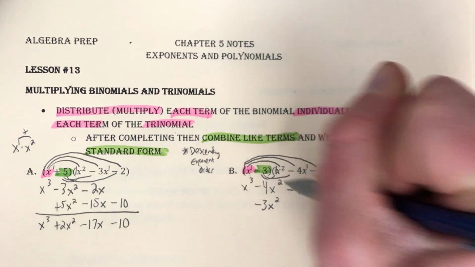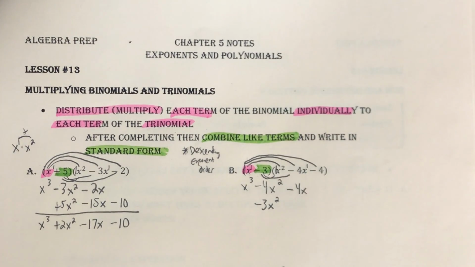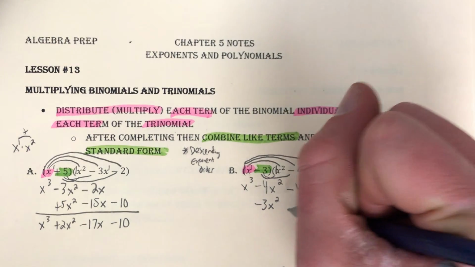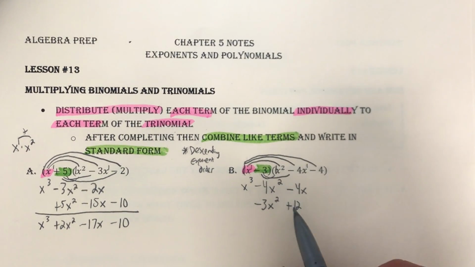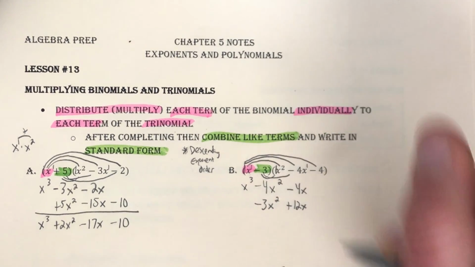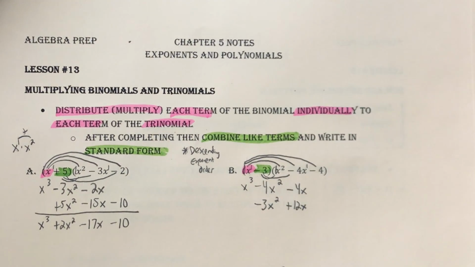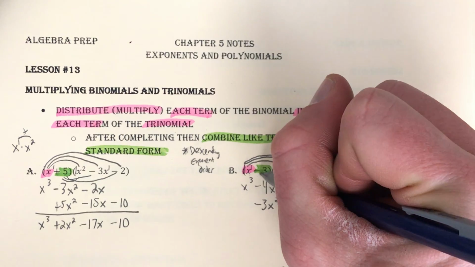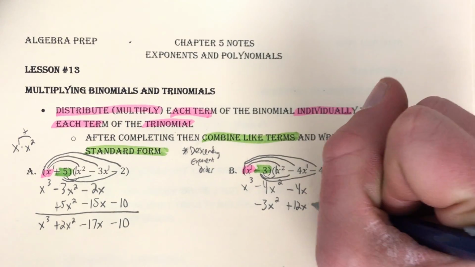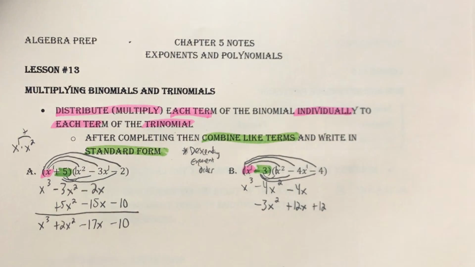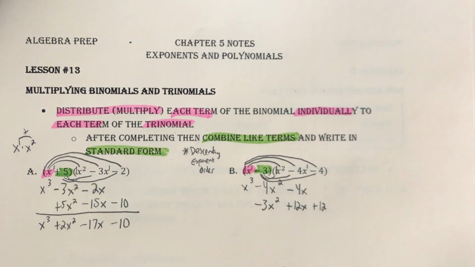So negative 3 times negative 4x. Well, negative 3 times negative 4 is positive 12. The x is the only one involved, so bring it down. So again, x, and these are like terms as well. And then my last one, negative 3 times negative 4. Well, negative 3 times negative 4 is positive 12. So we are done with the multiplication.